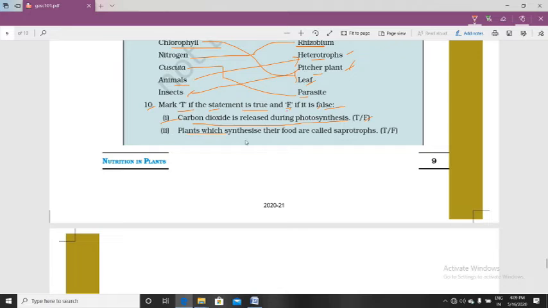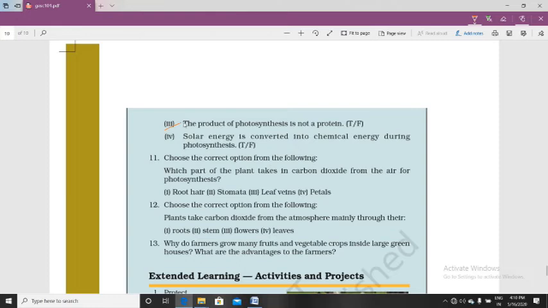Question 2. Plants which synthesize their food are called saprotrophs. Remember bachcho, plants that synthesize their food are called what? Autotrophs. So they are not saprotrophs. So this statement is false. Question number 3. The product of photosynthesis is not a protein. Then what is the product of photosynthesis? That is starch. Okay, starch. So this statement is true.